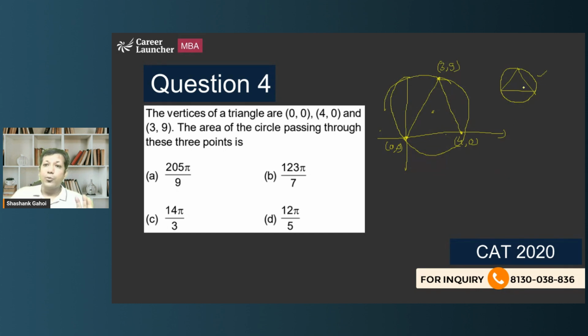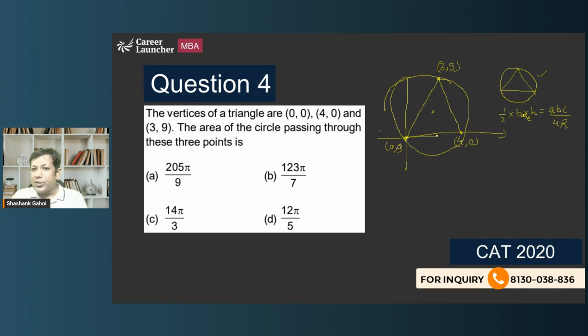So what is the formula? The area of a triangle is generally given by half into base into height. Okay. And it is also given by ABC upon 4R. The area of a triangle is also given by ABC upon 4R. And what is ABC? A, B, C are the 3 sides, and R is the circumradius. So how am I going to use this?